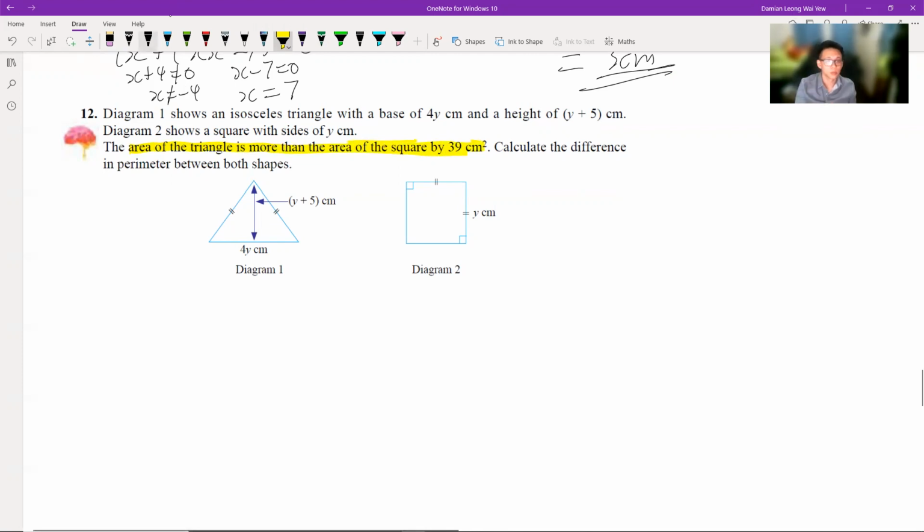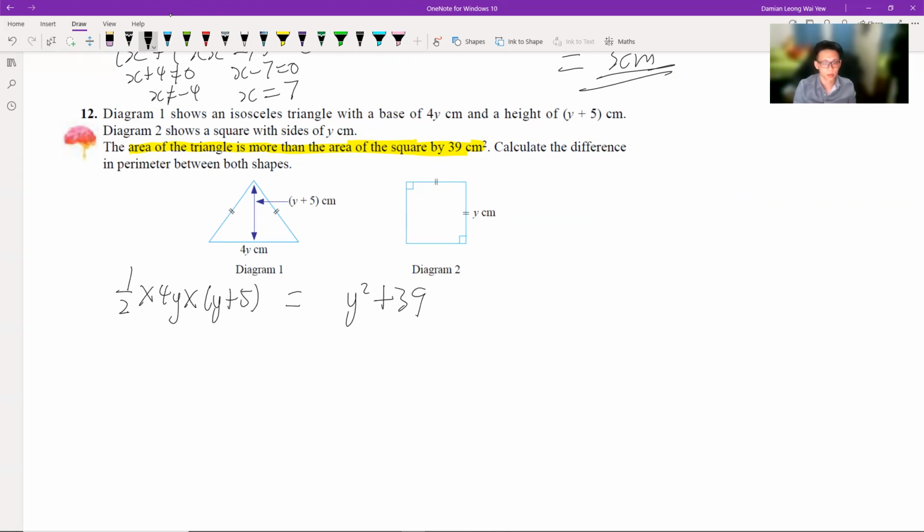So the area of the triangle is half times base 4y times height, which is y plus 5. The area of the square is y times y, y squared, because these two sides are the same length. The triangle is more than the square by 39. So in order to make it equal, I can add 39 here. Then they'll be the same.